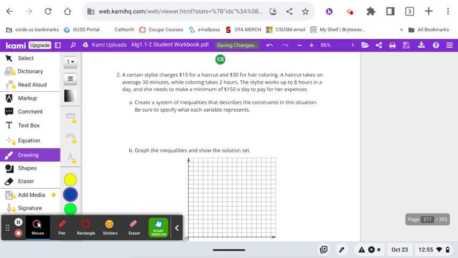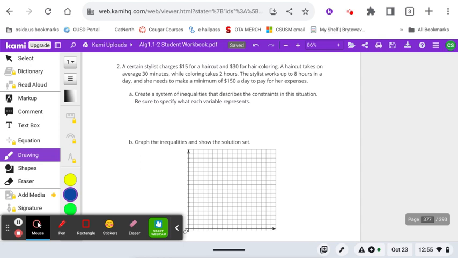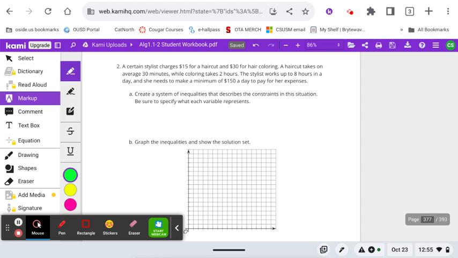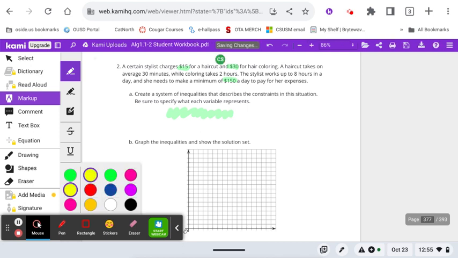Next one, a stylist charges 15 per haircut, 30 for coloring, and takes an average of minutes. Total coloring is 2 hours. The stylist works up to 8 hours and she needs a minimum of 150. So these word problems like to mix up all the information, but we want to keep the important information together in our minds, like money goes with money goes with money. That's going to represent the first inequality that you can write. And then the second one has to do with time.